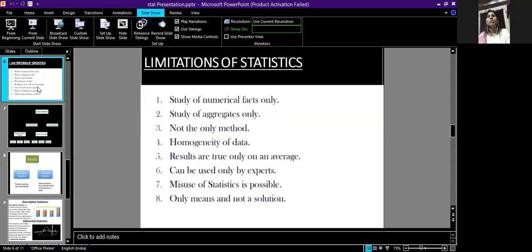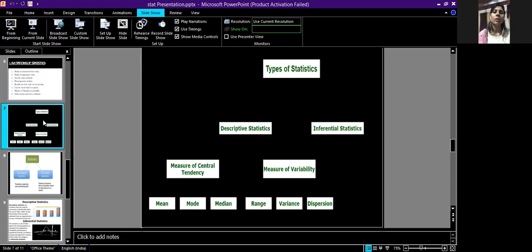The last is that it is only a means and not a solution. It is only a platform. It is only a process which helps take you near to the solution. It is not going to give you an exact solution. It will help you to reach near to the solution. So as we already said, it works under uncertainty.